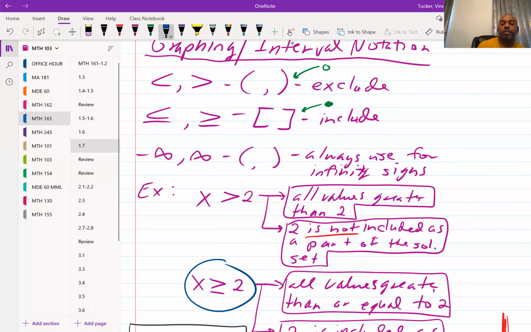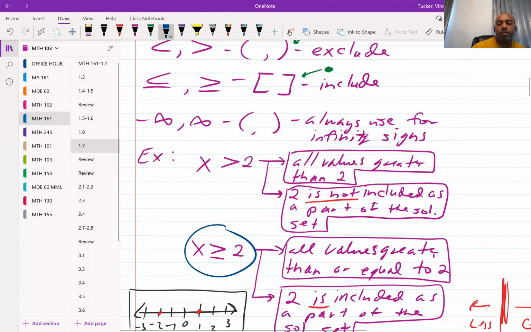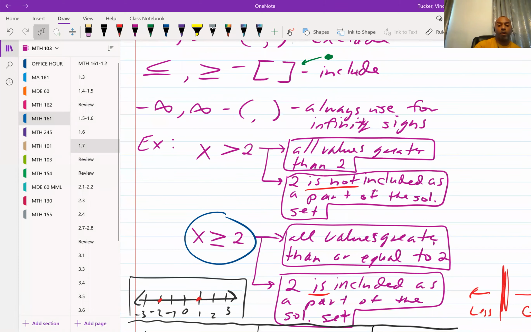Now, if you do X is greater than or equal to 2, that means 2 is a part of your solution set because it says or equal to. So 2 would be a part of your solution set in order to make that statement true. So that's what we mean by include versus exclude. That or equal to symbol will let you know if you're going to include that number or not include that number.